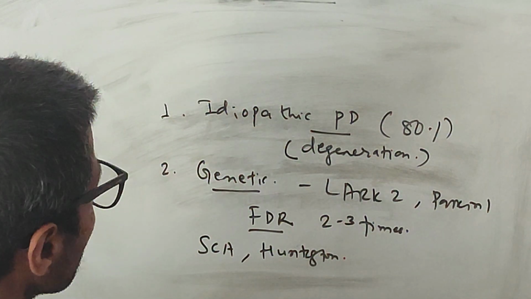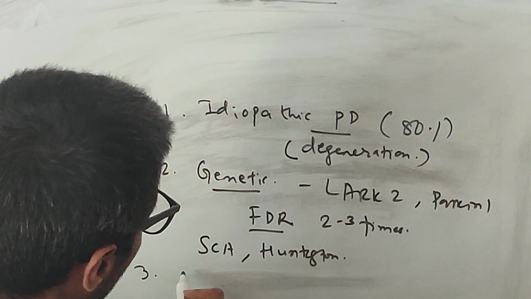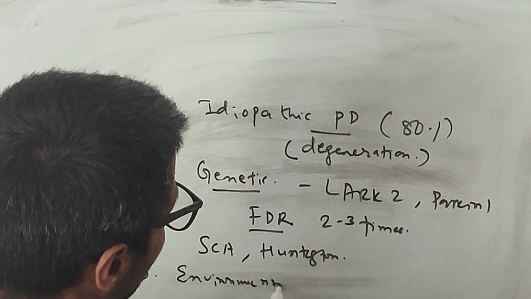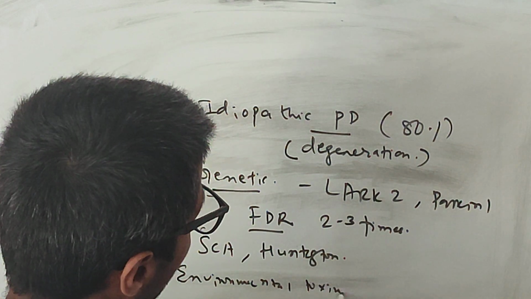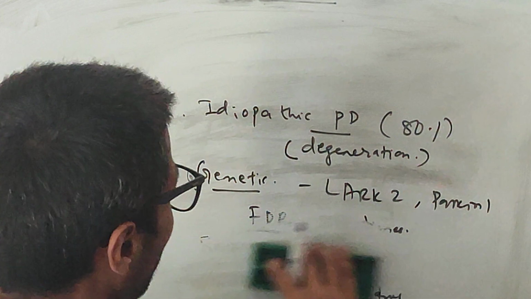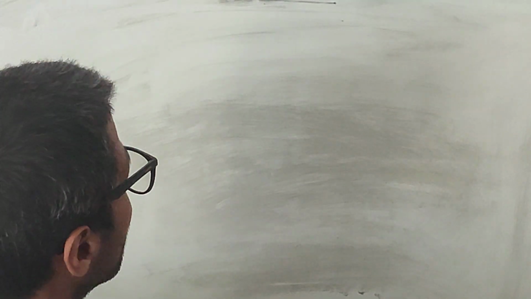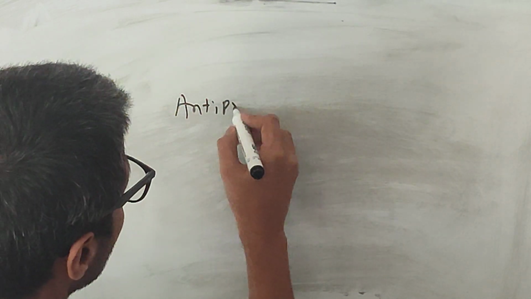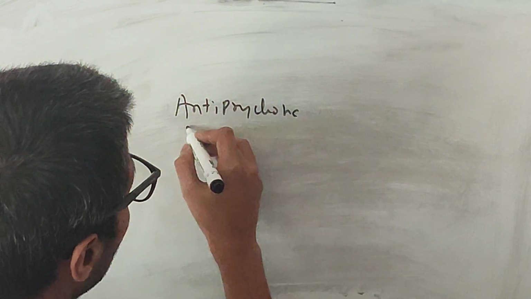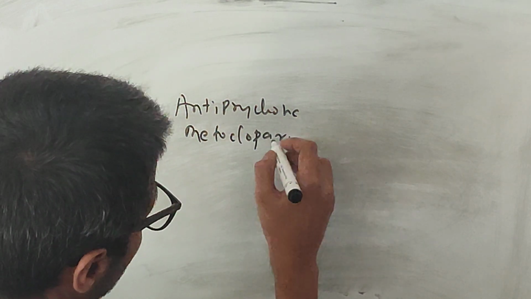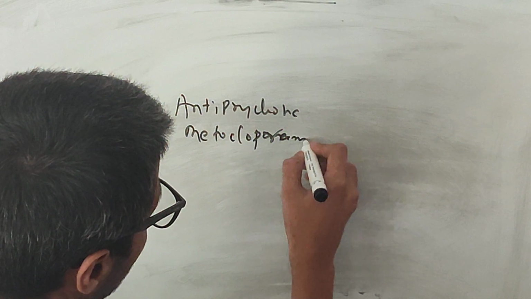And the third cause is environmental toxins and drugs. What are the different drugs that can cause Parkinsonism? Antipsychotic drugs like risperidone, clozapine, olanzapine. Metoclopramide, which is an antiemetic drug. These are dopamine blockers.